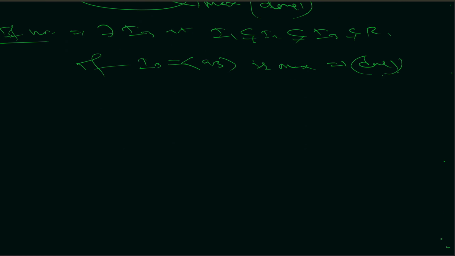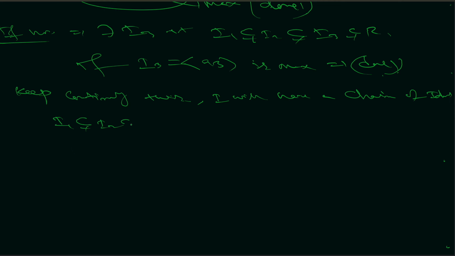I will have a chain of ideals, continuing this: I1 is properly contained in I2, which is properly contained in I3, which is properly contained in I4, and so on, and it is properly contained in R. I have a properly increasing chain of ideals, and I am defining a partial order over here.